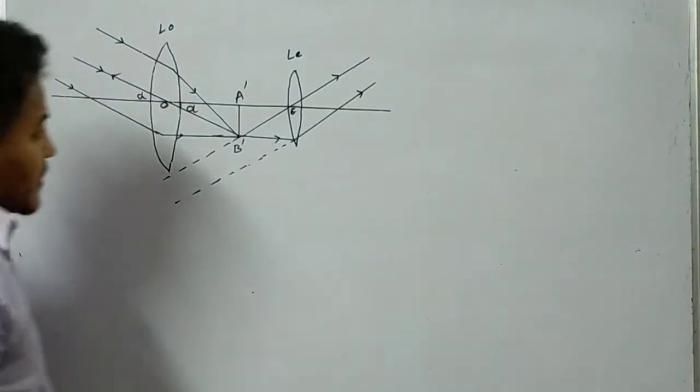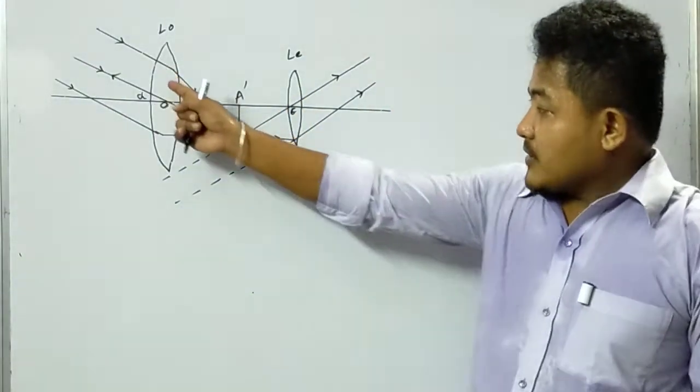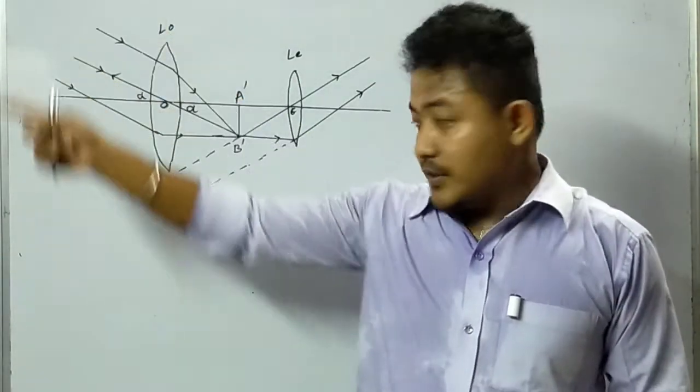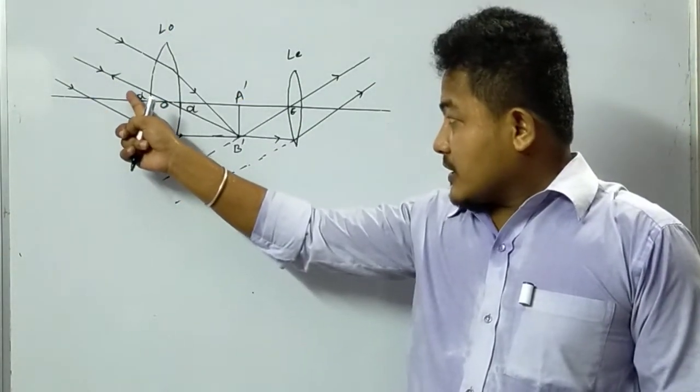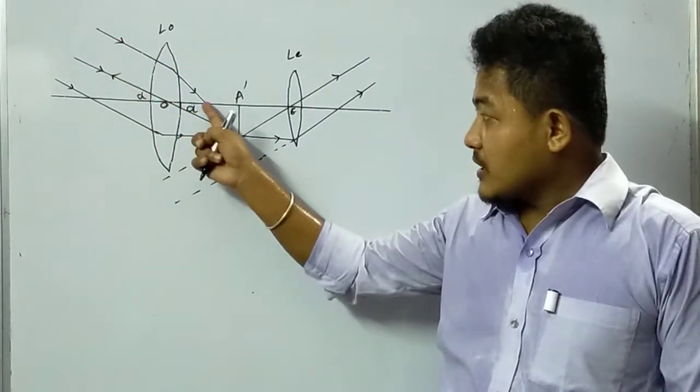So what you have observed from this diagram, there is an objective lens. These are rays coming from the object at infinity. I am considering that this is the angle made by the object. It is alpha. So if it is alpha, this angle will also be alpha.